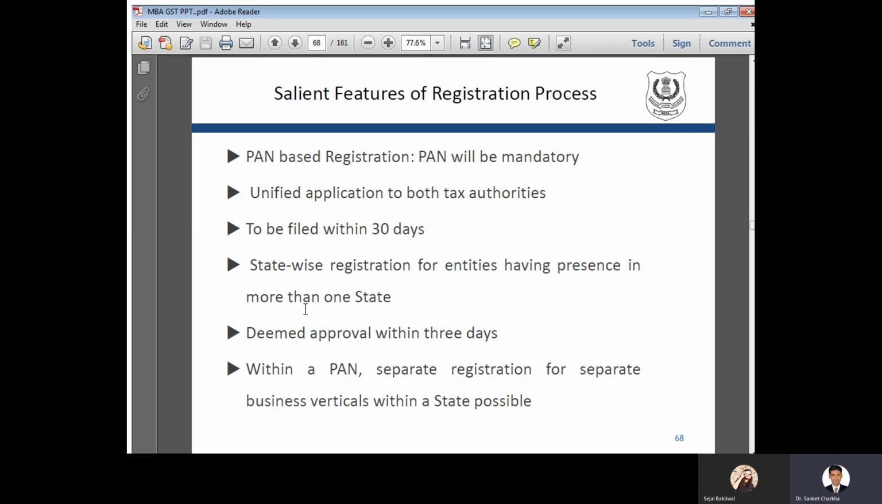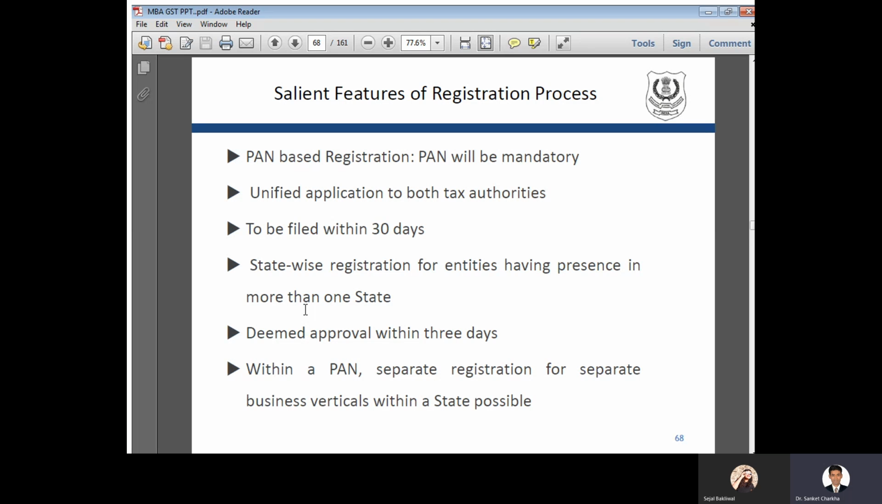The first major understanding you have to make at this place is that GST is always a PAN-based registration. PAN means Permanent Account Number, provided under the Income Tax Act 1961. Every person who is liable to pay taxes under the provisions of GST has to mandatorily obtain a PAN from the respective authorities.